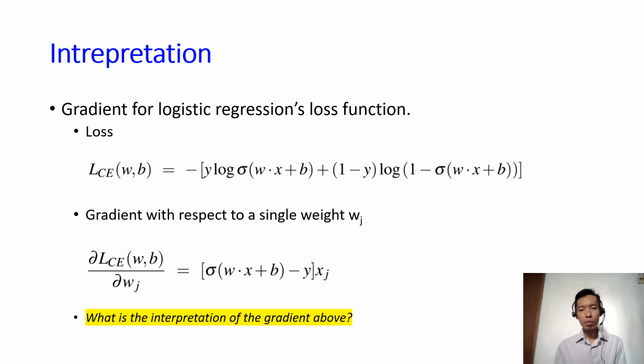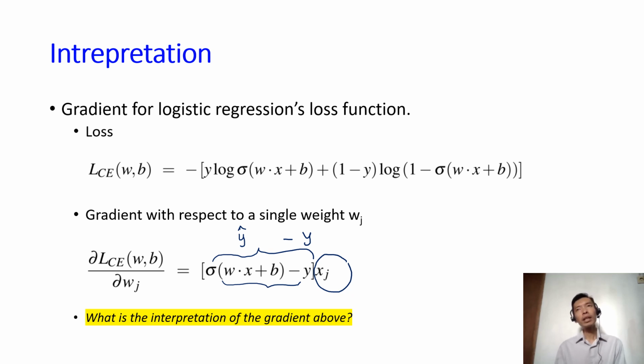we can see that this part says the difference between our prediction and the actual label, which means that if our prediction is very wrong from the actual label, then the gradient becomes large as well, right? Because here you can see that if the difference is large, then obviously that value is also large. And then times the value of the jth feature as well.